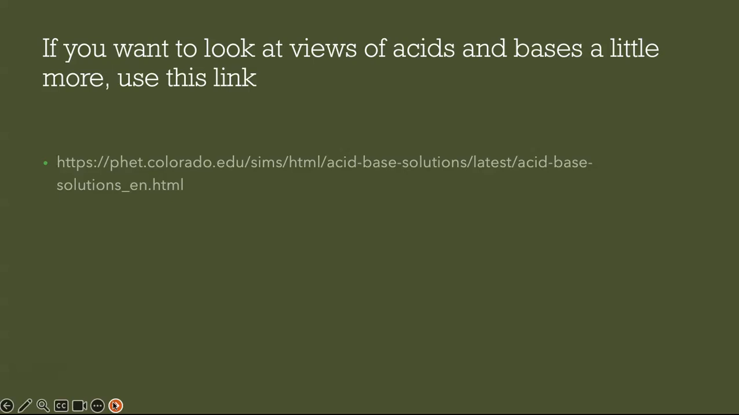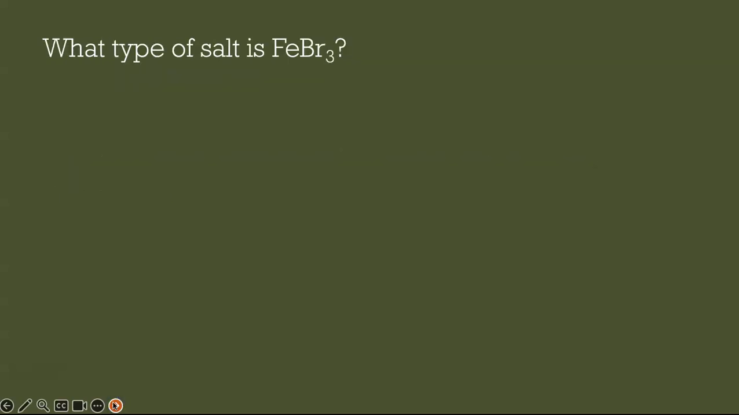It is the PhET website, Acids and Bases, if you want to look at the equilibrium expressions for various acids and bases and how they're forming hydrogen ions or hydroxide ions. All right, what type of salt would FeBr3 be? So take a moment and see if you can work out the neutralization reaction that would have formed FeBr3. This is something we haven't really looked at in class.